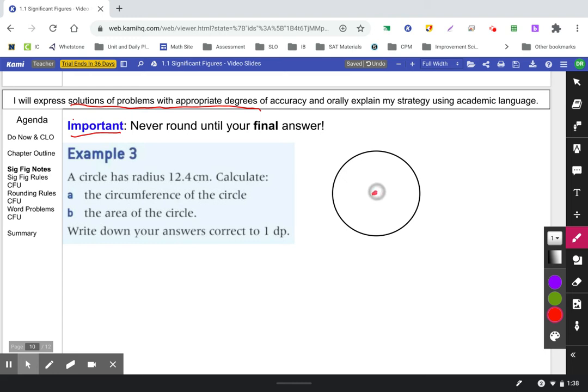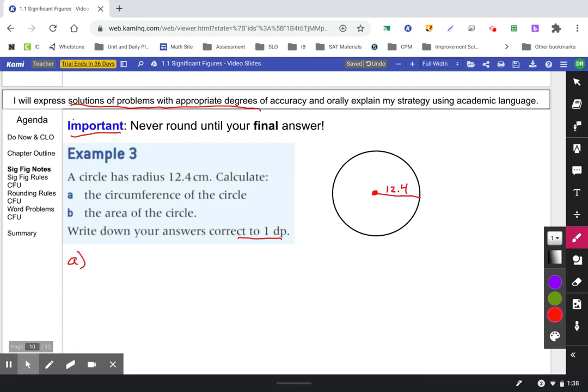Remember, a radius is from the center of that circle to its edge in a straight line. So we can label that as 12.4. And we want to calculate part A, the circumference of the circle, and part B, the area of the circle. And we want our answers correct to 1 decimal point. So let's do that. Part A.